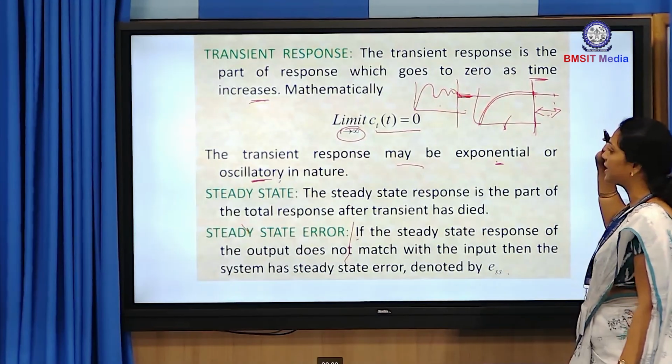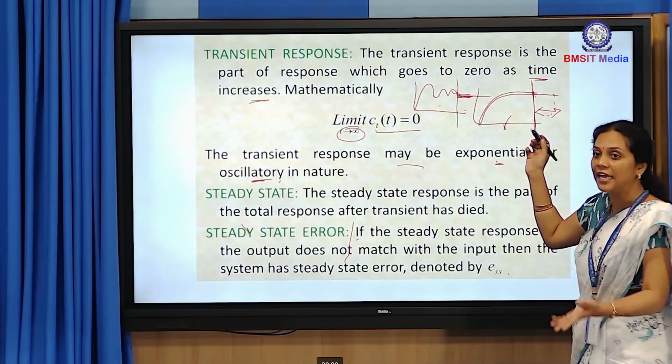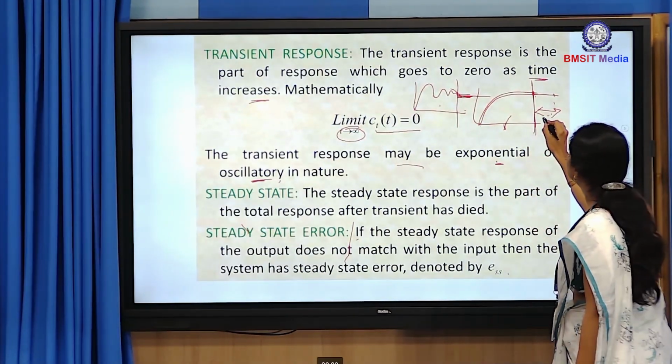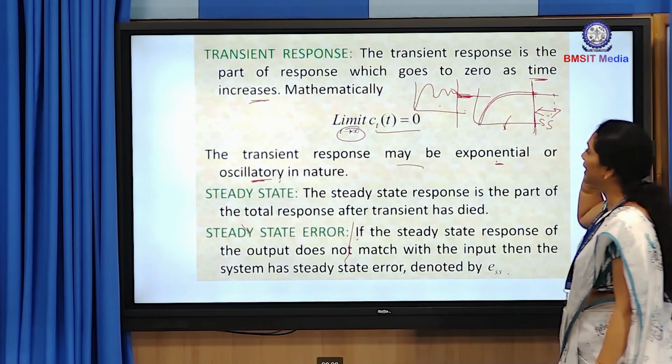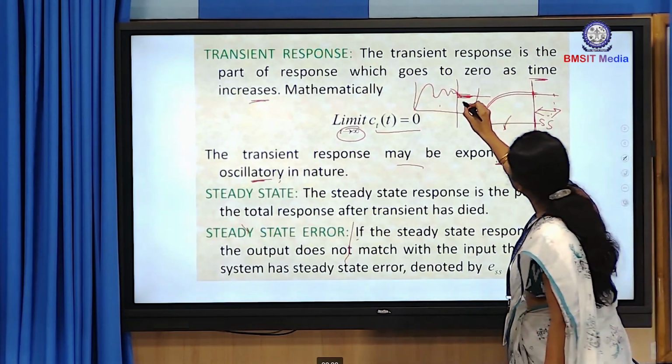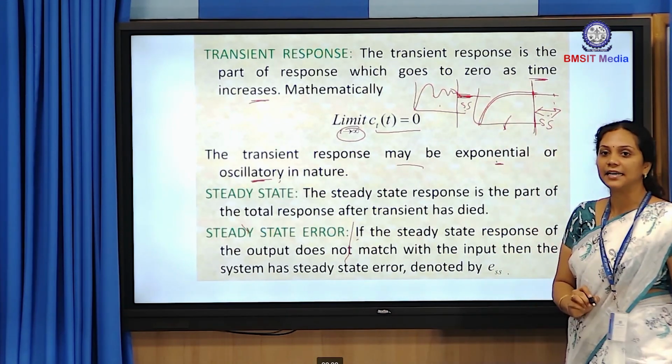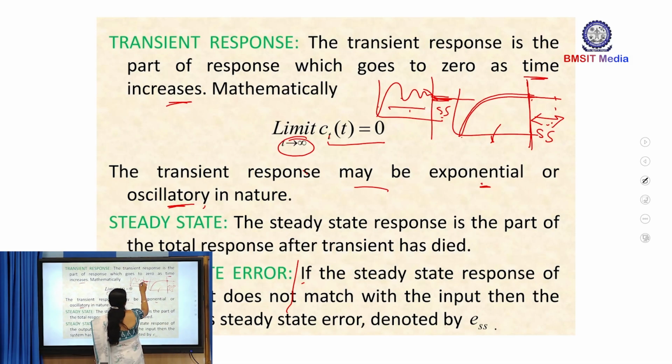Whatever this state is, where there is no change in the output, this state is called the steady state. Similarly, here we call it the steady state. So this part is called the transient response.